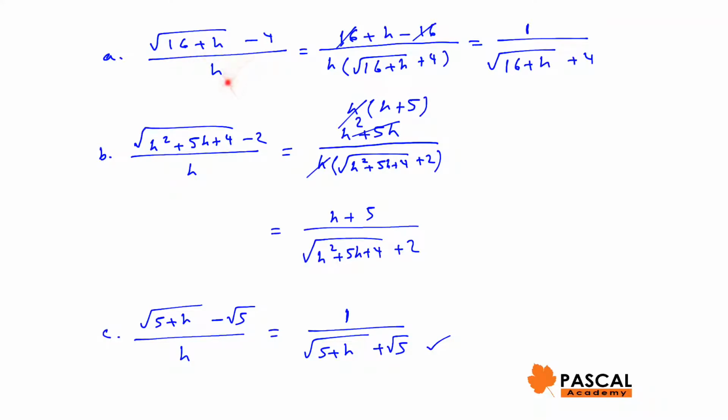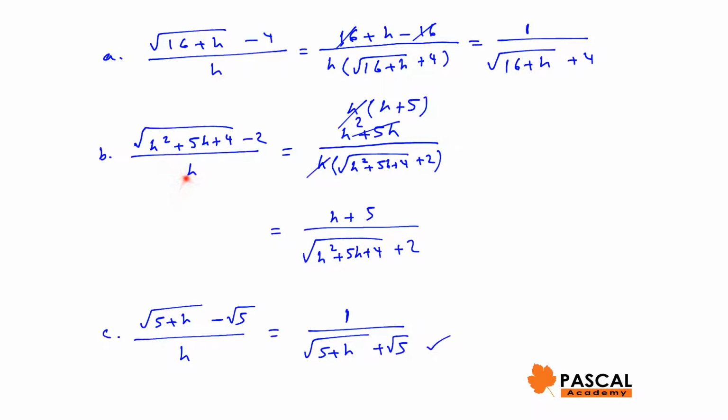(√(16 + h) - 4) over h, if we multiply it by the conjugate of the numerator and divide by the conjugate of the numerator, it's going to be (16 + h - 16) over h times (√(16 + h) + 4). 16 and 16 get cancelled. We reduce it by h, and we find the final answer as 1 over (√(16 + h) + 4).